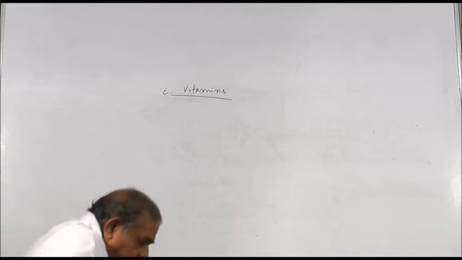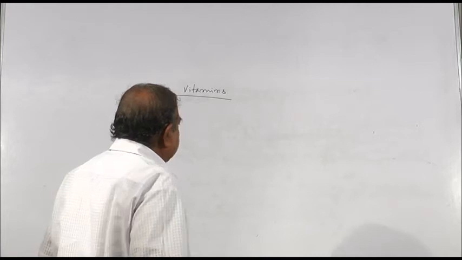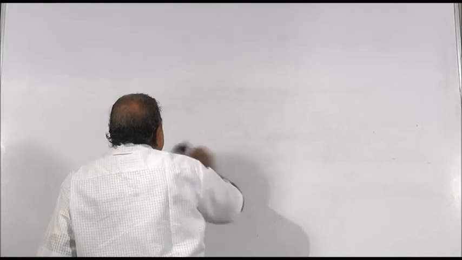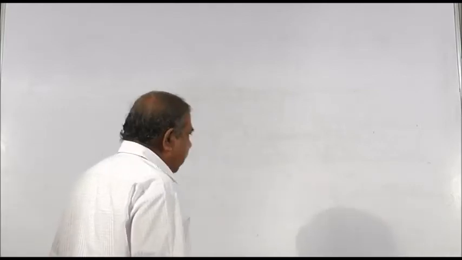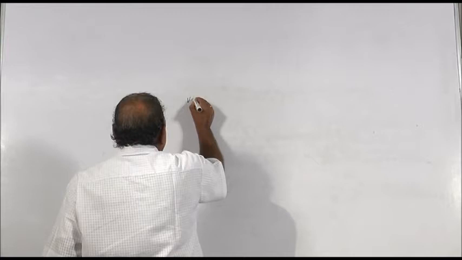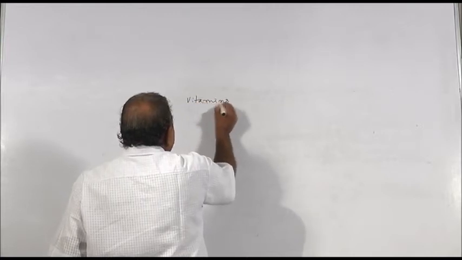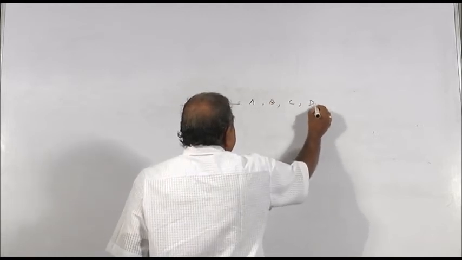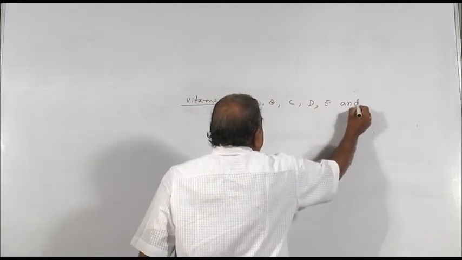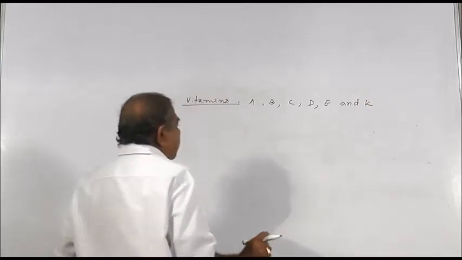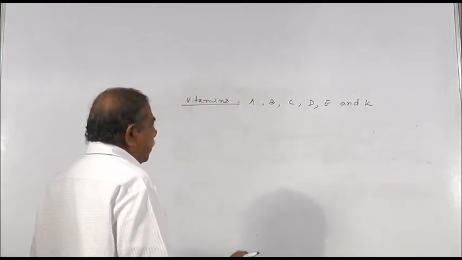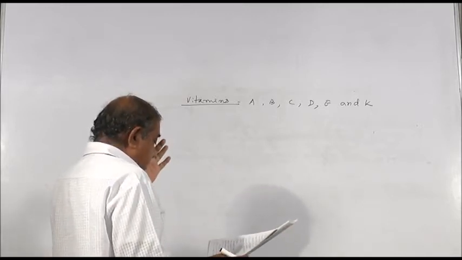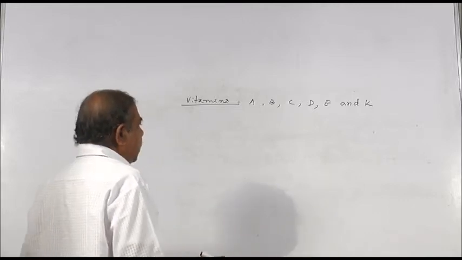Chemically, their composition is very complex, but in short, we abbreviate them as vitamins A, B, C, D, E and K. So these are the different types of vitamins which the body cannot prepare. It is supplied in smaller quantity in the form of diet or medicine or food, whatever you can call it.